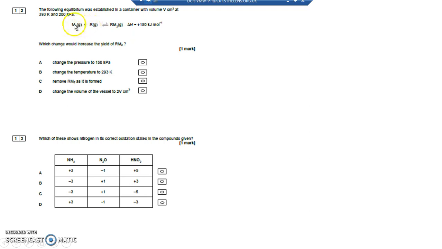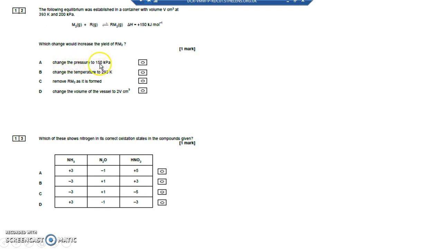You can increase pressure. That would make more RM2 because you've got 2 moles on the left and 1 mole on the right. So increasing pressure, by Le Chatelier's principle, it will try and lower the pressure by lowering the volume and shift the equilibrium to the right hand side and make more RM2. You could increase the pressure by decreasing the volume. So decreasing the volume would increase the pressure as well and shift the equilibrium to the right hand side.